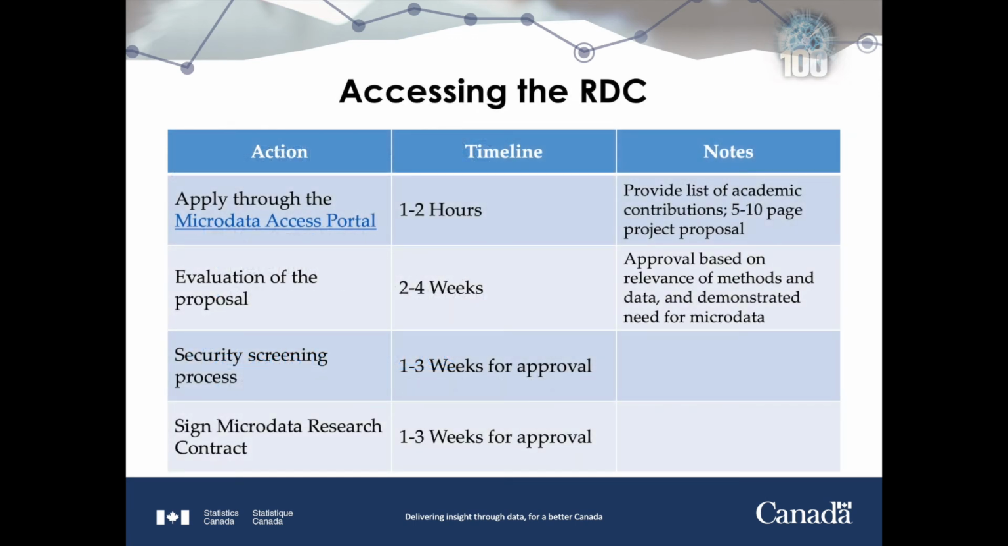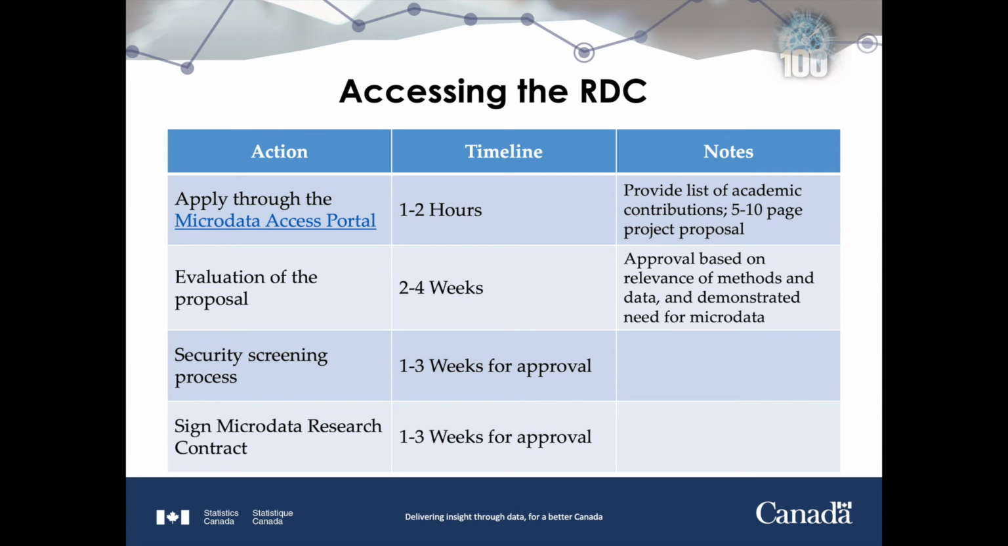The timeline for accessing secure data is provided here. Completing the application through the Microdata Access Portal will take a researcher between 1 to 2 hours. This is where you will describe your academic contributions and upload the proposal for the project. More details on the proposal will be described in the following slide. Statistics Canada will evaluate the proposal over 2 to 4 weeks. Approval is based on the relevance of the methods and data and the demonstrated need for the secure microdata compared to public use microdata files.